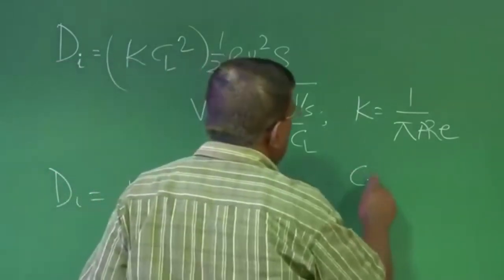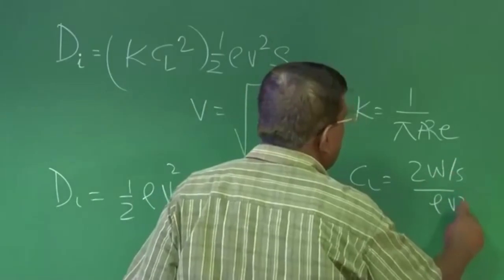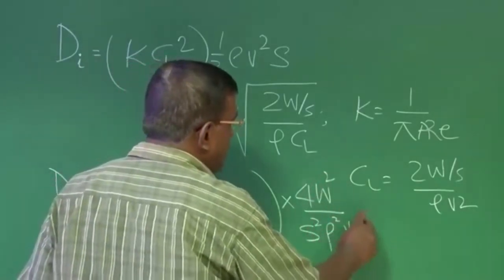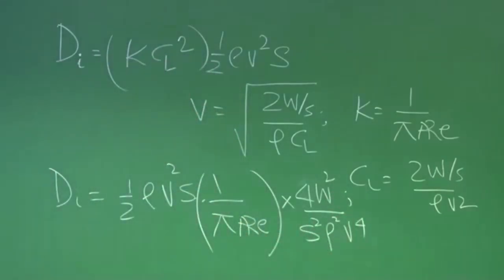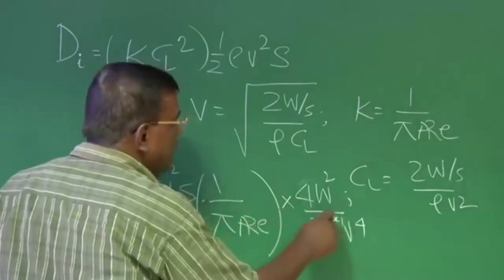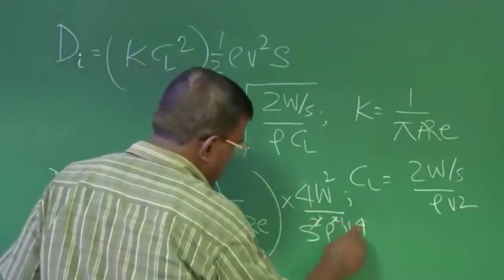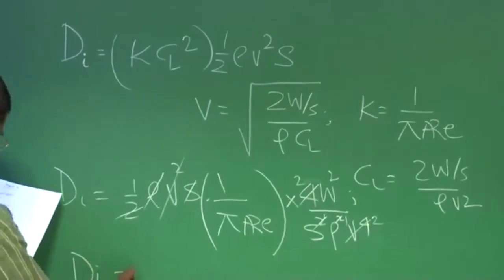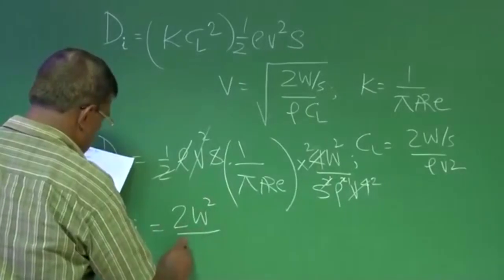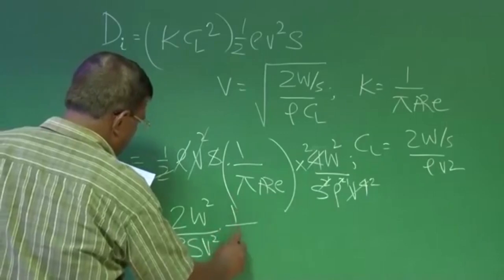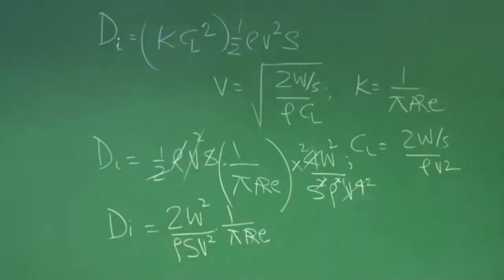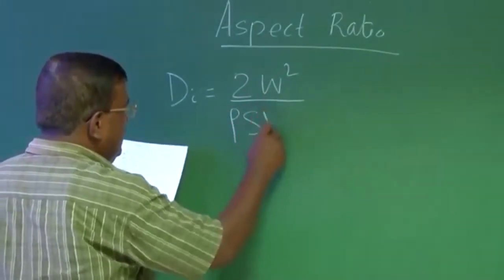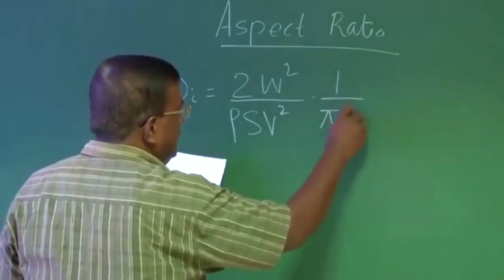So what will be CL? CL will be 2W by S rho V square. So I write it here, CL square means 4 W square by S square rho square V to the power 4. This is the induced drag. Now see, I could easily reduce this power S, V square, it is V 2, 4, and somewhere here 2, so 2. So you get DI is equal to 2 W square by rho S V square into 1 by pi aspect ratio into E. So this DI induced drag is 2 W square by rho S V square into 1 by pi aspect ratio E.